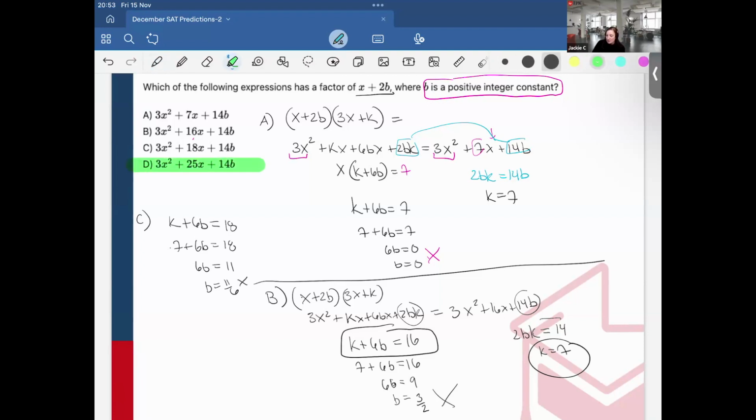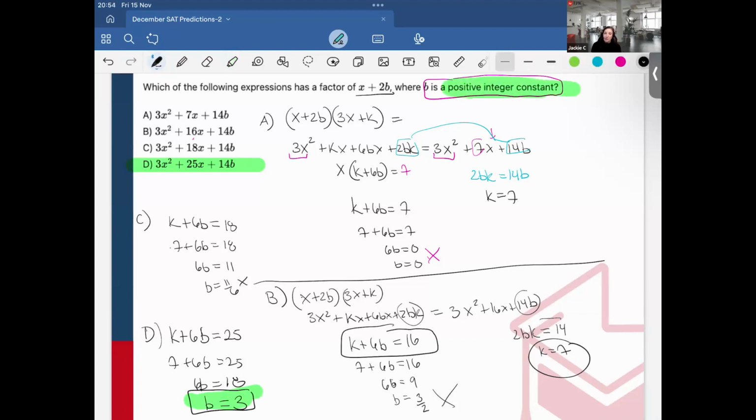So it's got to be D, but just to show why D would be our answer. Again, 7 plus 6b is equal to 25. 25 minus 7, that is, oh my goodness, 18, and b is equal to 3. This is the only answer choice that gave me a positive integer constant. The rest gave me either 0 or fractions, aka non-integers. So that's why it's D. I would know this problem. It's already come up on multiple SAT exams, so maybe it would be in December.